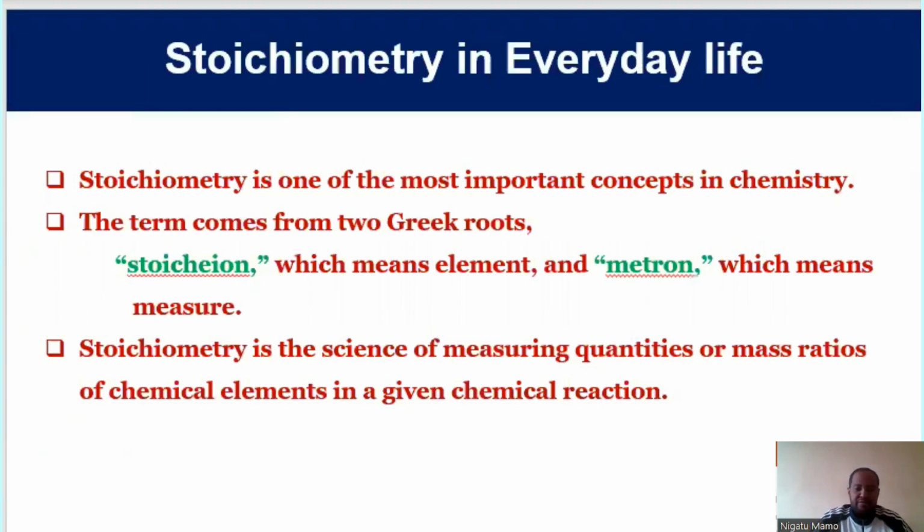Stoichiometry in everyday life. What does stoichiometry mean? First, stoichiometry is one of the most important concepts in chemistry. The term comes from two Greek roots, stoichion, which means element, and metron, which means measure. Stoichiometry is the science of measuring quantities or mass ratios of chemical elements in a given chemical reaction.